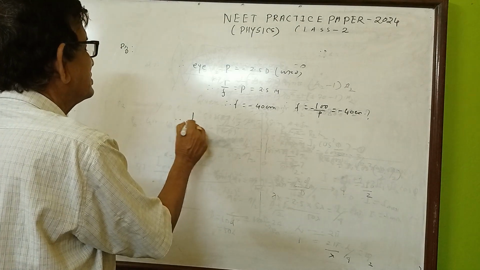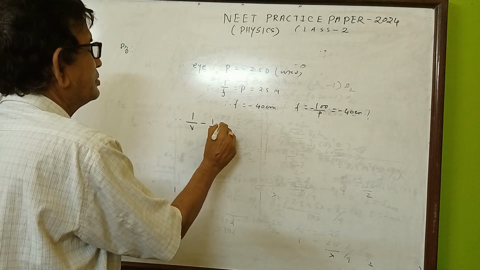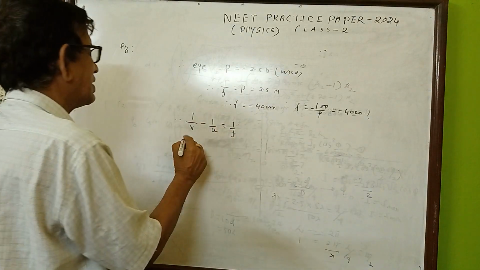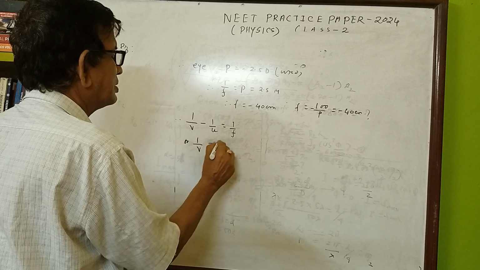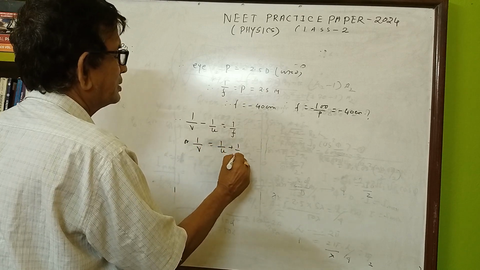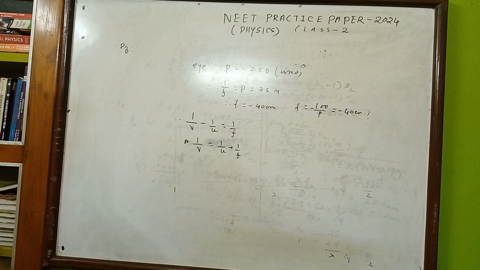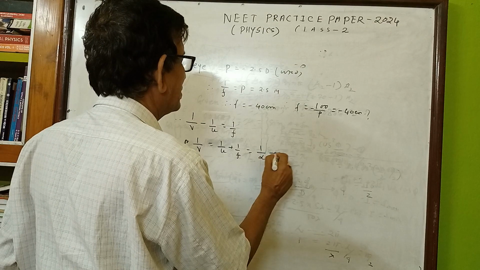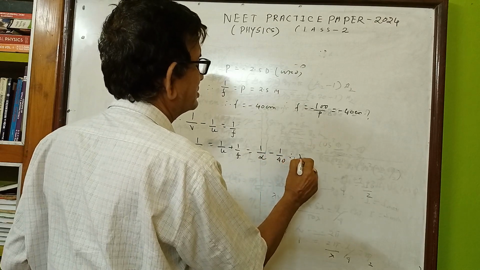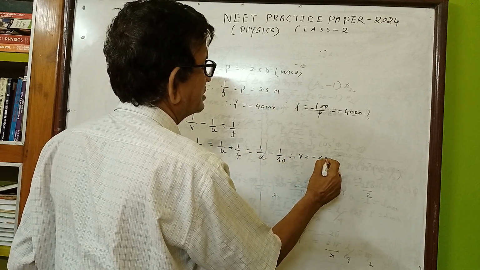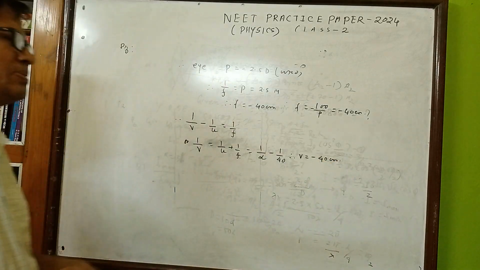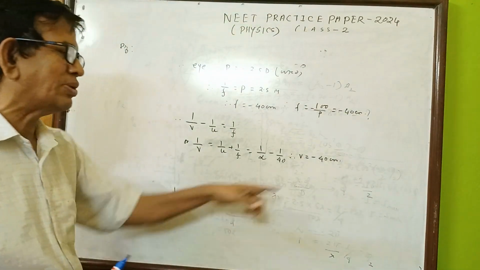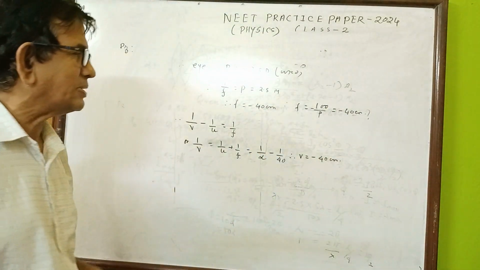Now if you use the lens equation, 1 by v minus 1 by u equals 1 by f, that means when the object is at infinity, you take 1 by v equal to 1 by u plus 1 by f. That means your target is u and v, and where is v produced? At infinity, that is minus 1 by 40, that means v is formed at minus 40 centimeter. That means at the focus of the lens, the image is formed. So when the image is formed in front of the lens, 40 centimeter in front of the lens, then you can see.